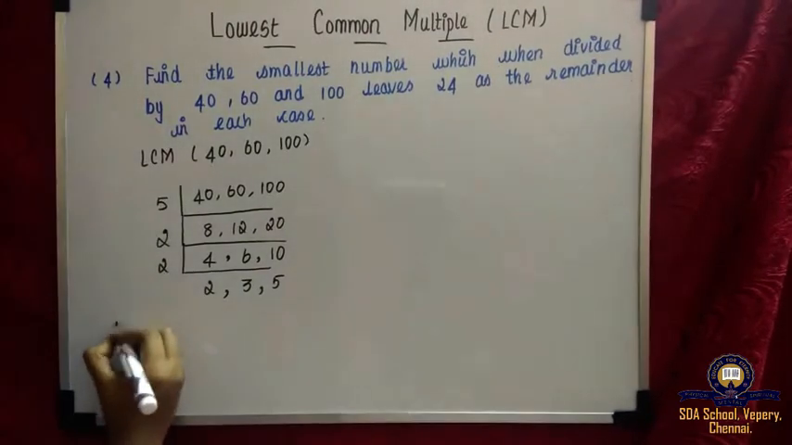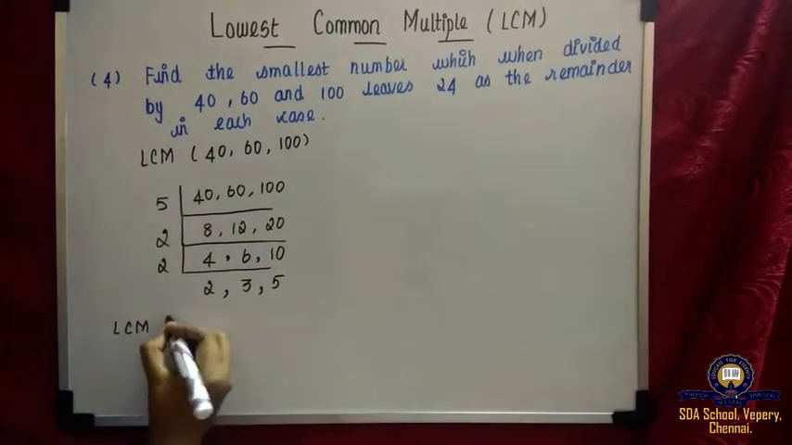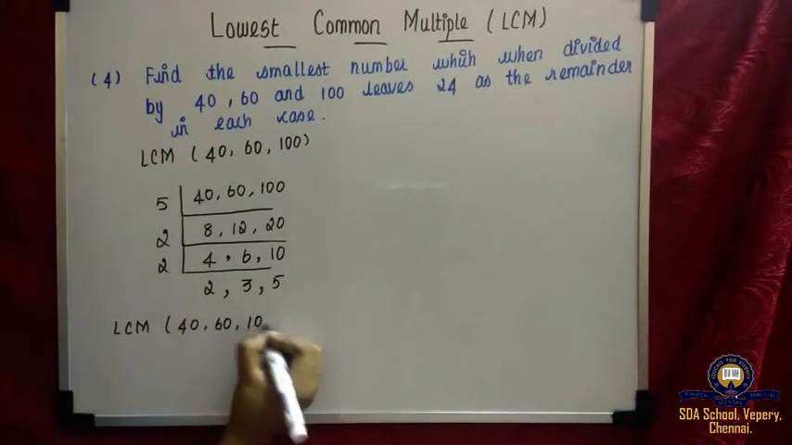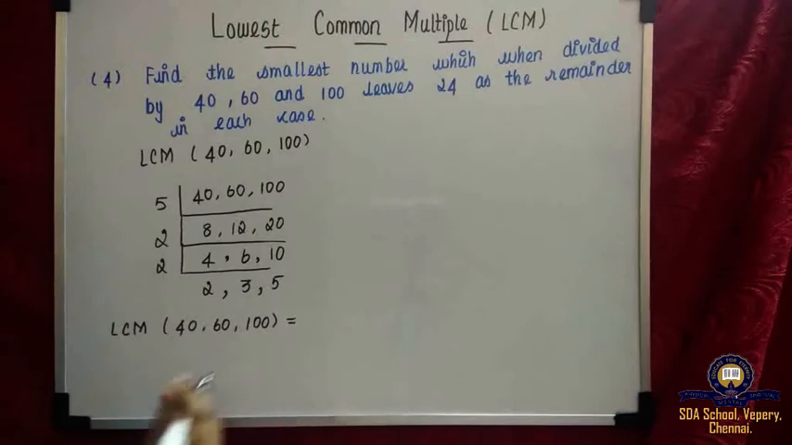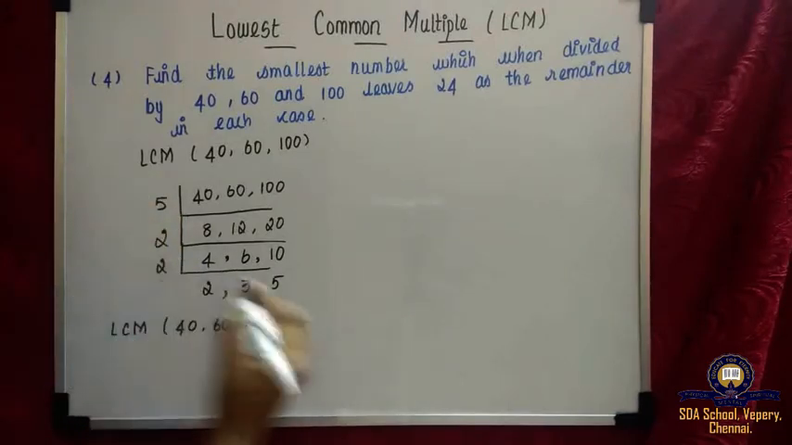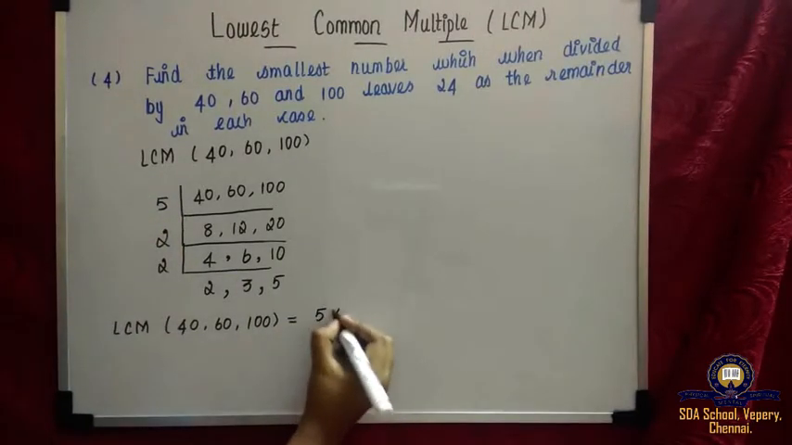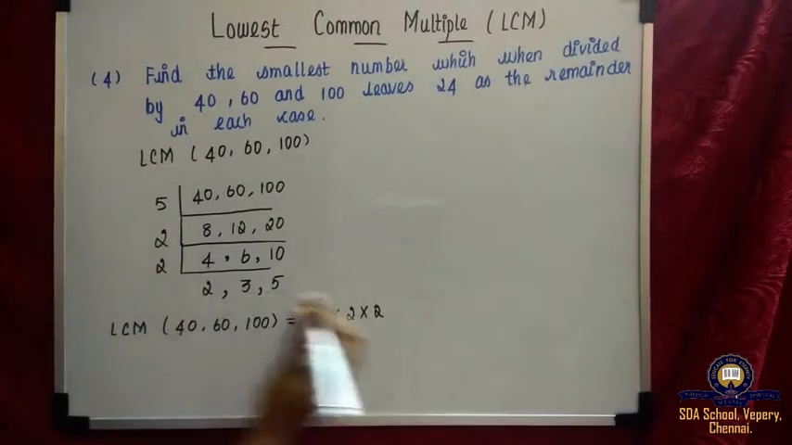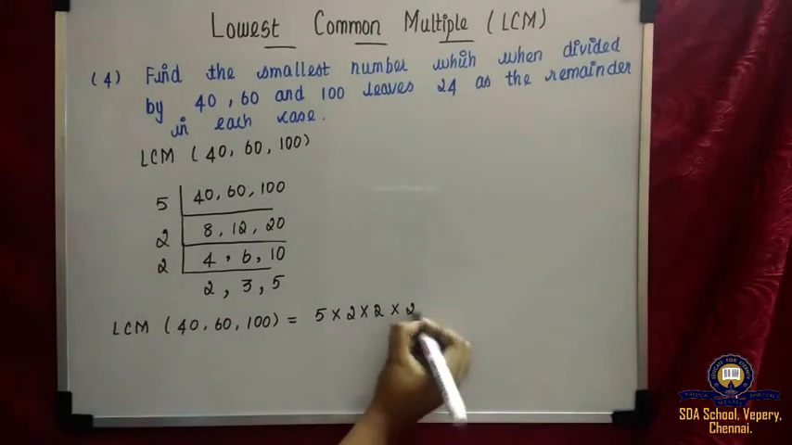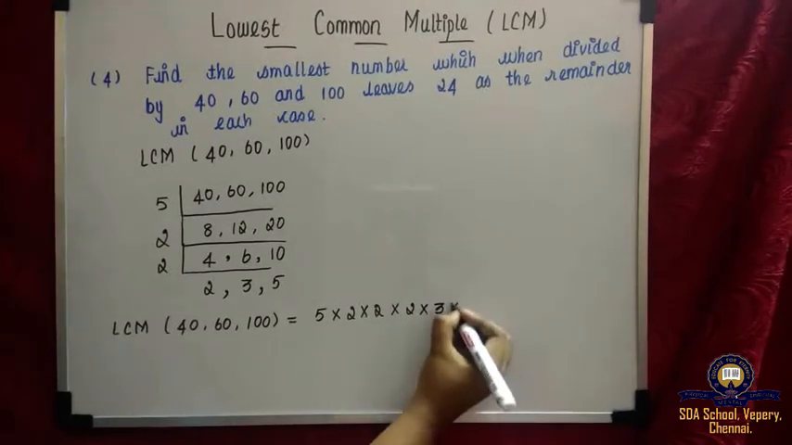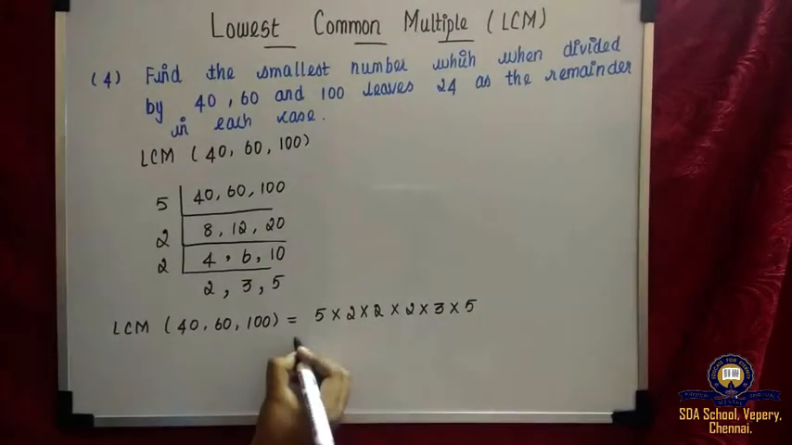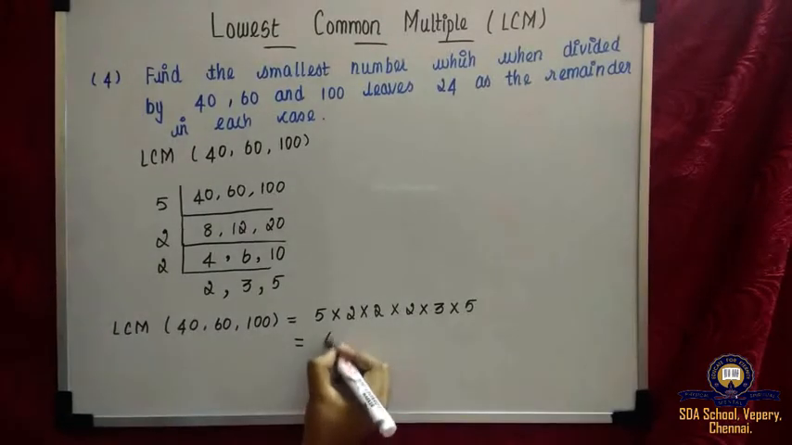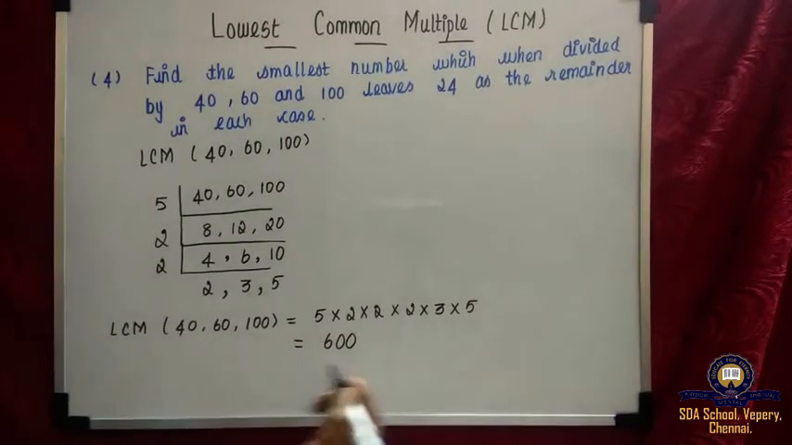So the LCM of 40, 60 and 100 will be the product of all these divisors. That is 5 into 2 into 2 and the remaining numbers. That is 2 into 3 into 5. So when you multiply, what will you get? Yes, 600.